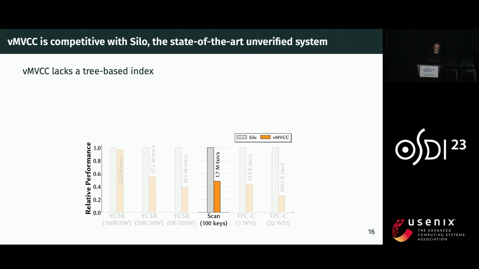To confirm this, we run a workload where each transaction randomly reads 100 consecutive keys. vMVCC's throughput is about 1/2 of Silo's. So having a tree-based index structure will certainly help vMVCC performance in workloads that involve range queries.